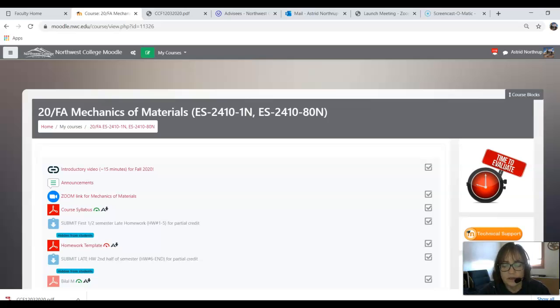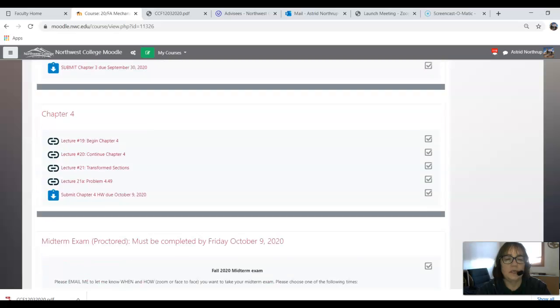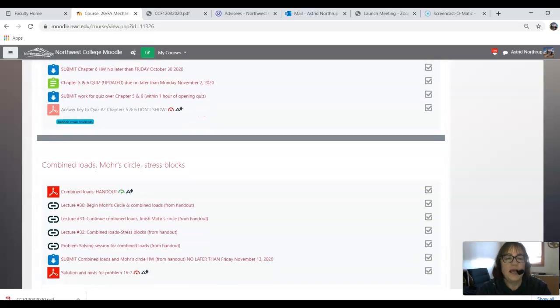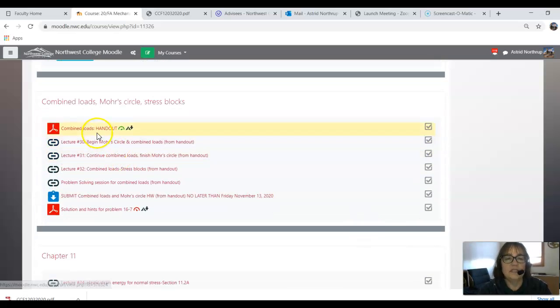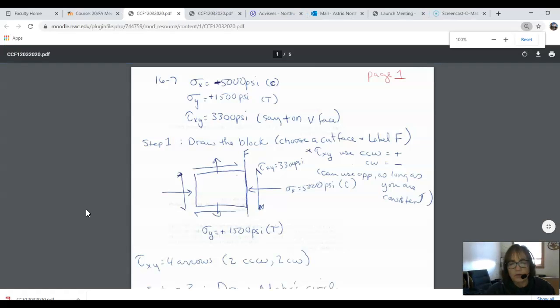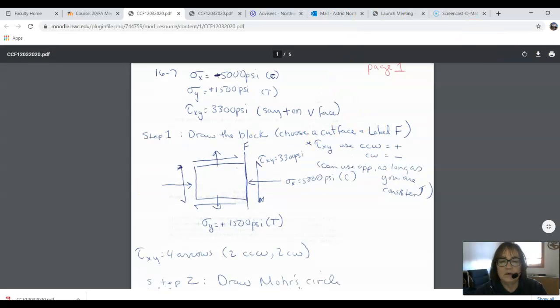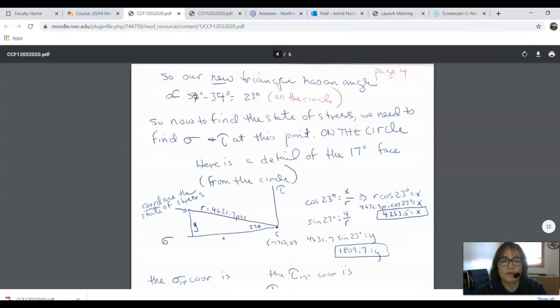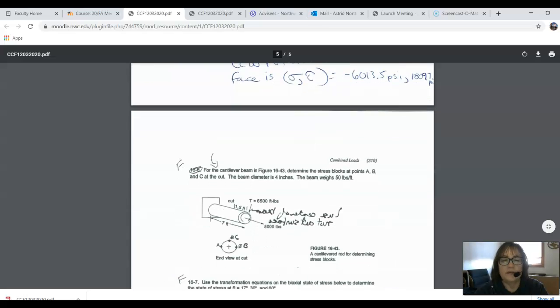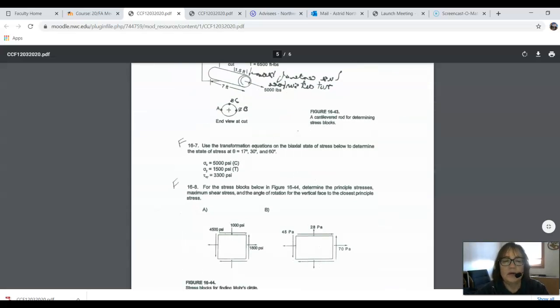Some of your classmates have expressed some difficulty with the homework from the handout labeled chapter 16, but the topic is Mohr's circle. So what I have done is I've taken one of the problems, 16.7, that will be very similar to the problem that you will see on your final exam that will be worth 25% of your final exam grade. I just want to go through this with you step by step.